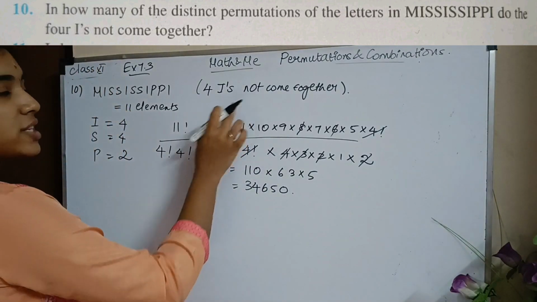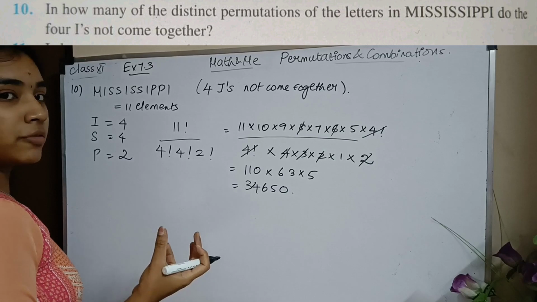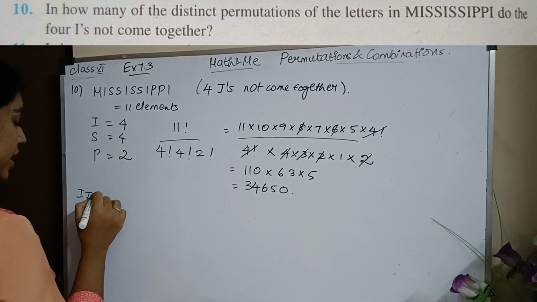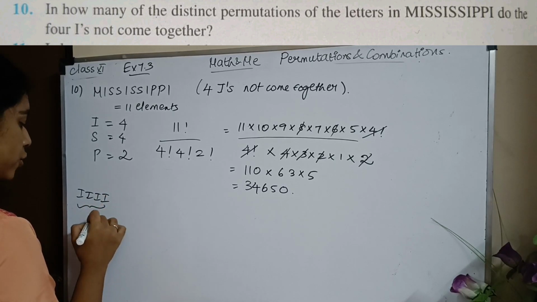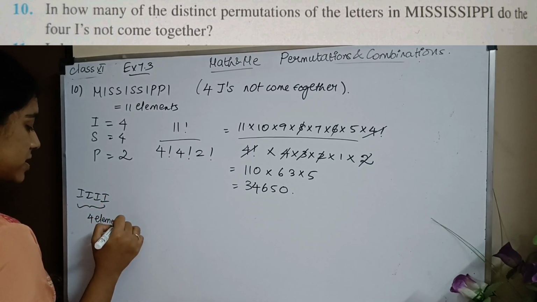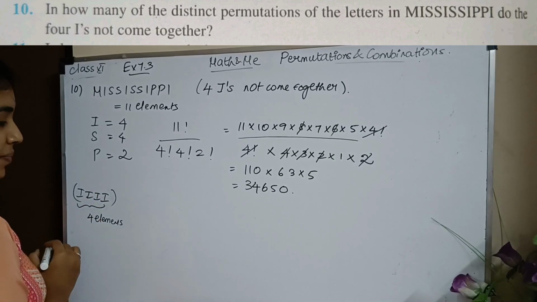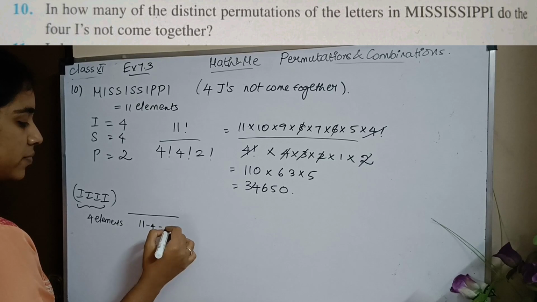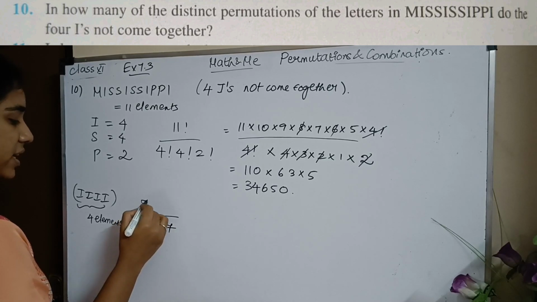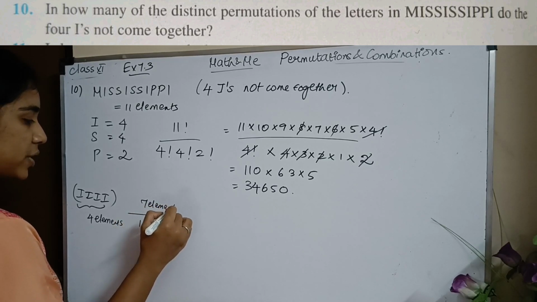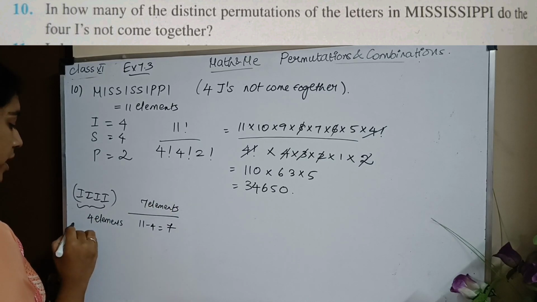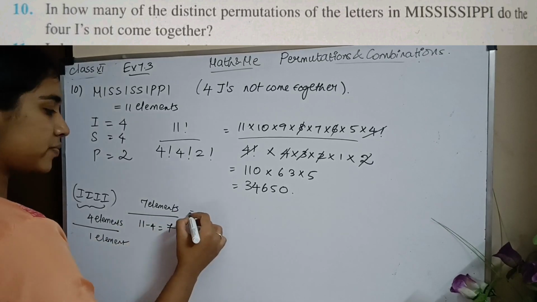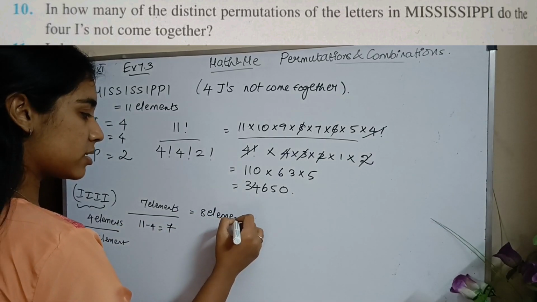Now, if the four I's don't come together, what will happen when the four I's do come together? I have 11 elements. I have 4 elements which I am going to consider as one single element. And how many elements are remaining? 11 minus 4 is 7. So I have 7 elements here. In total, 4 elements considered as one single element, so I have 7 plus 1, 8 elements.